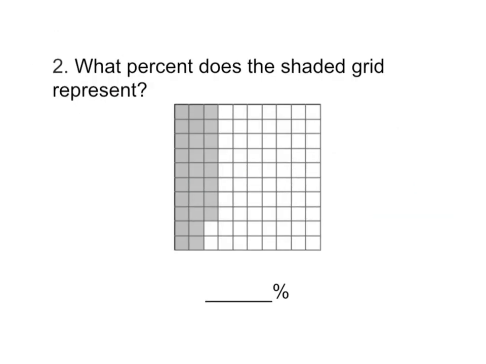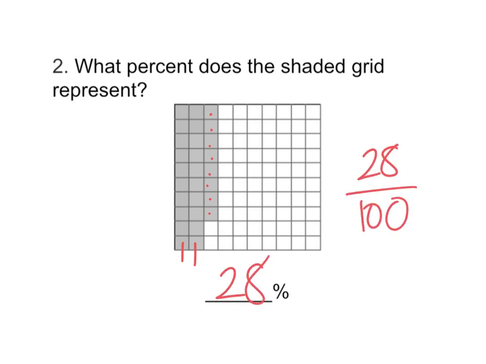Number 2, what percent does the shaded grid represent? Again, I can count by tens, 10, 20, and then I have 8 more hundredths, so there are 28 out of 100 shaded, which means 28%.